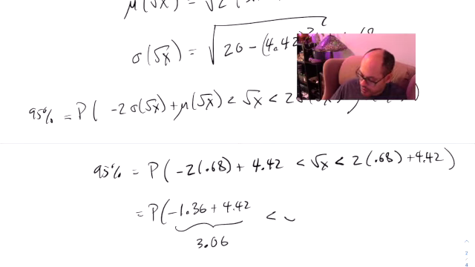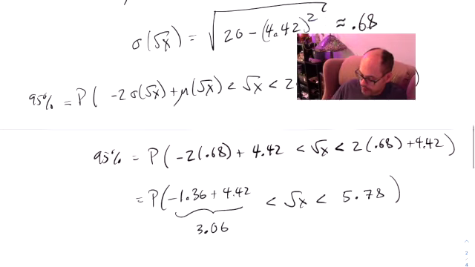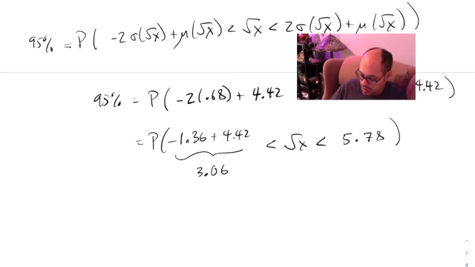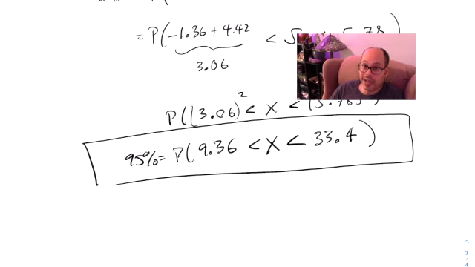3.06 is less than root x, is less than 5.78. Okay. So root x is between these things, and therefore there's a 95% probability that our chi-square variable, which we're interested in, is between the square of that and the square of that. Now, that's an answer, but how does it compare to other possible answers?